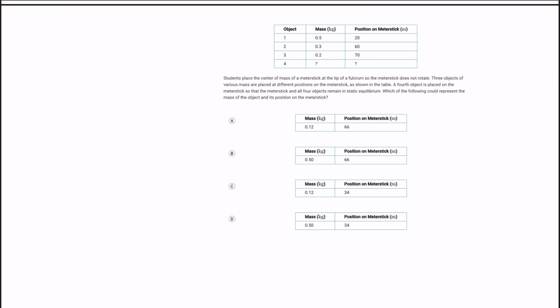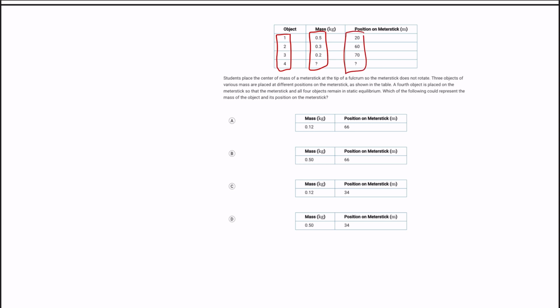All right, so we have a table here, and the question says students place the center of mass of a meter stick at the tip of a fulcrum so that the meter stick does not rotate. Three objects of various mass are placed at different positions on the meter stick, as shown in the table. A fourth object is placed on the meter stick so that the meter stick and all four objects remain in static equilibrium. Which of the following could represent the mass of the object and its position on the meter stick? So there are four objects attached to the meter stick, each with its own mass and its own position.